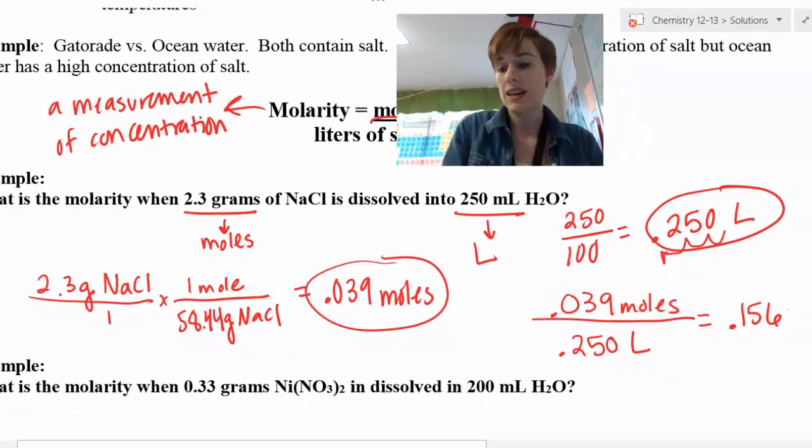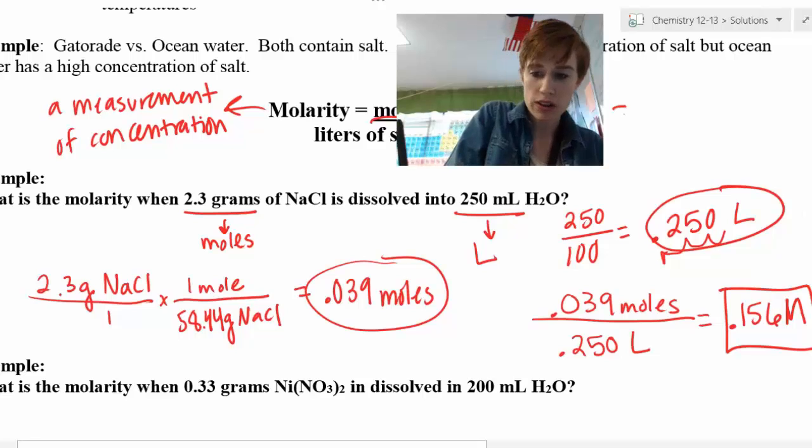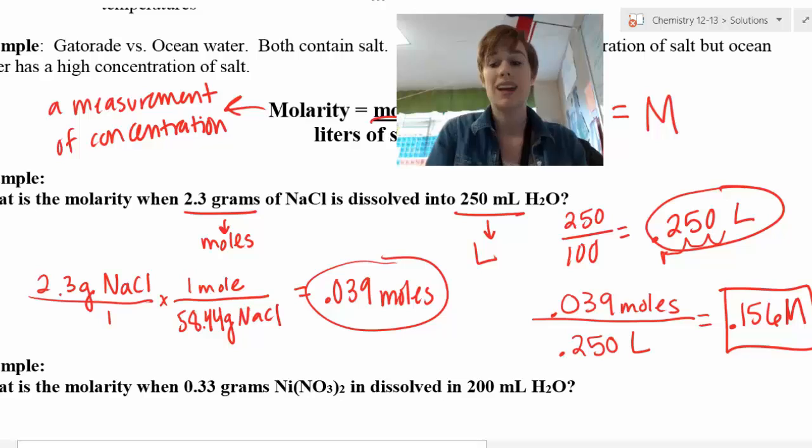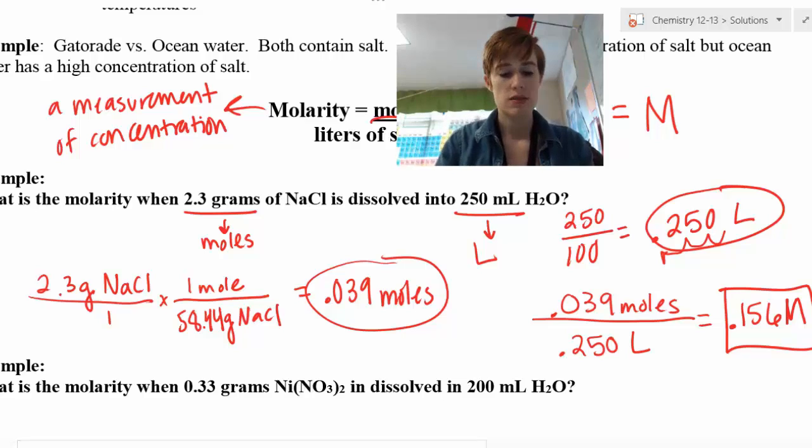0.156. And the unit for molarity is capital M. Capital M. I'm going to draw that. After you do moles divided by liters, you get capital M. That stands for molarity. Okay? That tells me how concentrated my solution is.